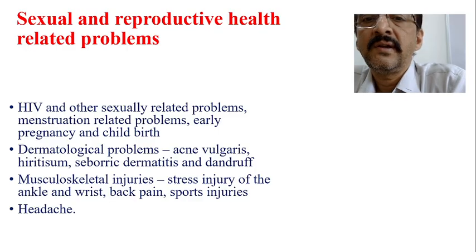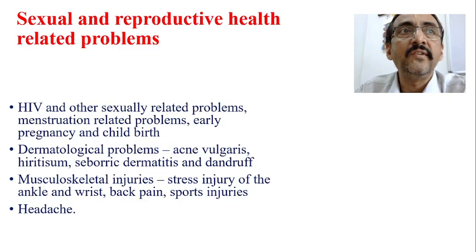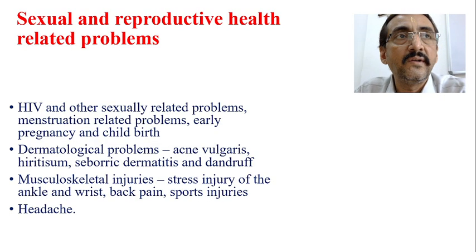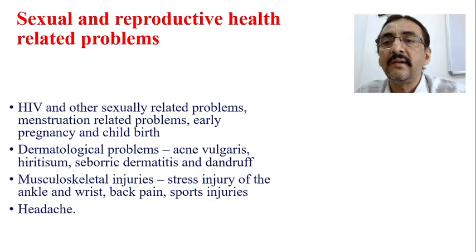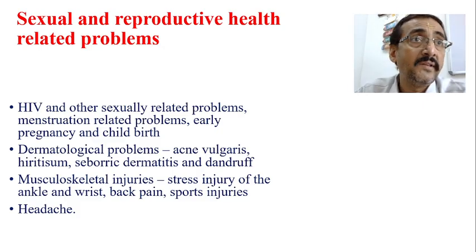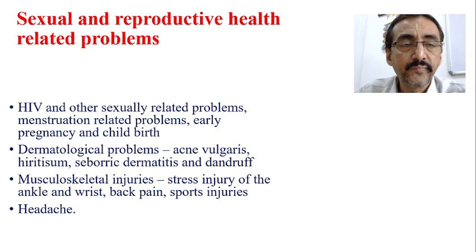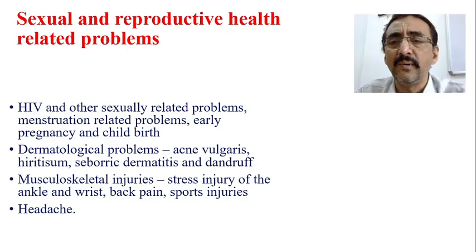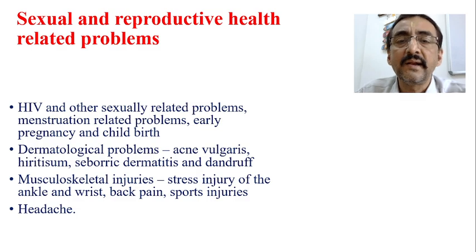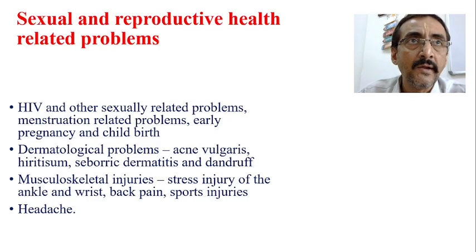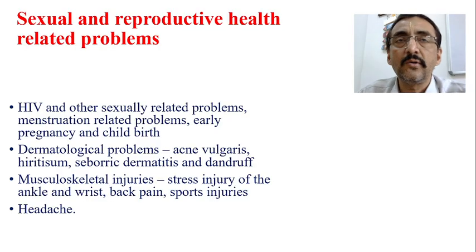Sometimes the problems are related to early pregnancy. That is also an issue if they marry early and early pregnancy occurs. Suppose in the teenage period, in the 18th, 19th year itself, they become a mother also. Now there will be a lot of problems. Apart from that, some dermatological problems are there: acne vulgaris, hirsutism, seborrheic dermatitis, and dandruff. These are some of the common dermatological problems in the adolescence period.